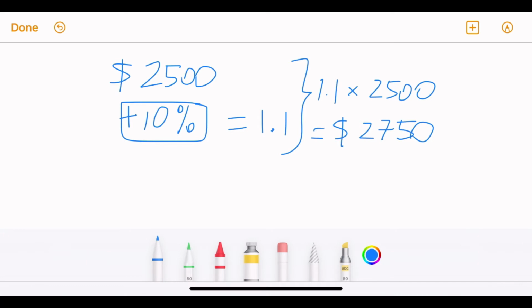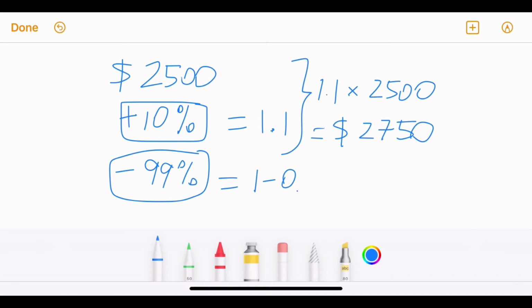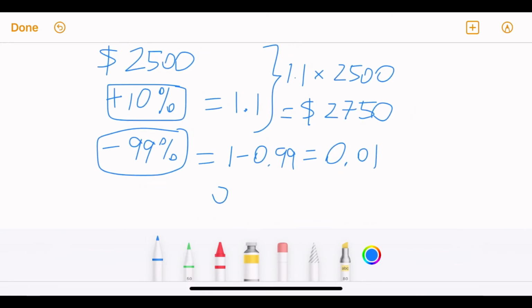What if we were to decrease the same number, still 2,500, by 99%? Well, if it's a decrease, we're first going to find the multiplying factor by subtracting from 1. So 1 minus 0.99 would be 0.01. And then we're going to multiply 0.01 by 2,500. Again, we're going to use our calculator, and the final answer we'll get is $25.